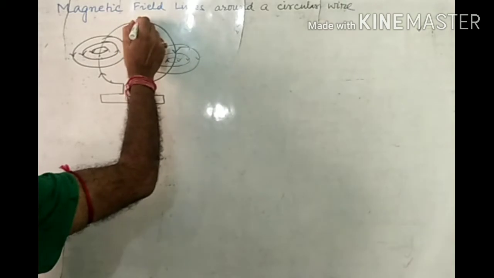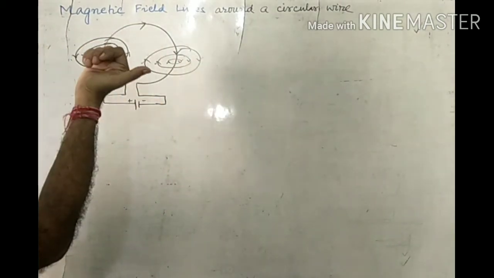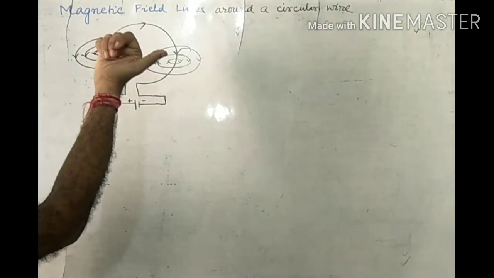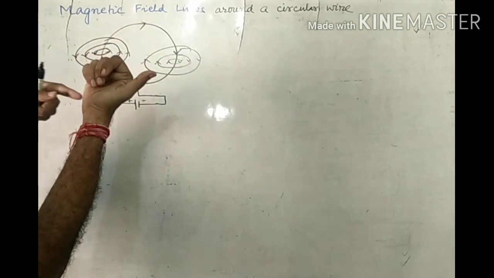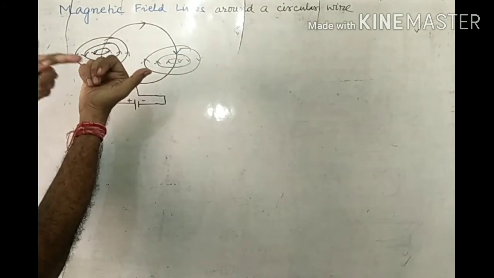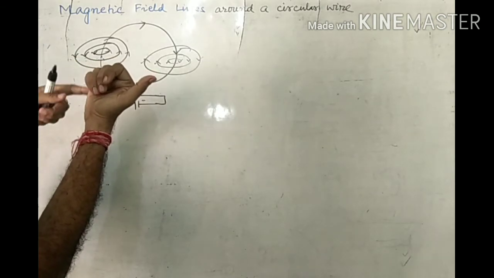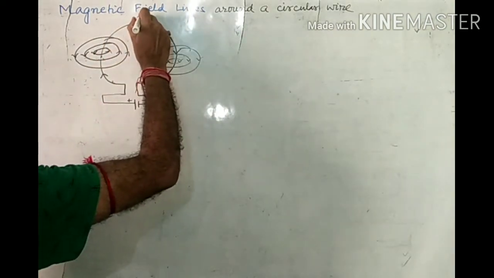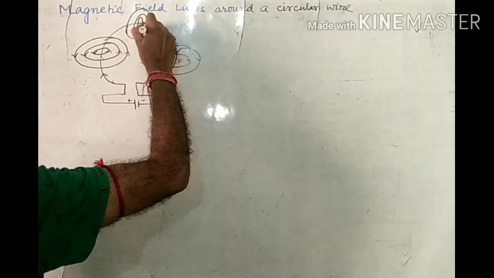What will happen here? Here the current is going horizontally in this direction. So fold the rest of the fingers. The curl of the rest of the fingers gives the direction of the magnetic field line. That is, the direction of the magnetic field line is downward at this point.